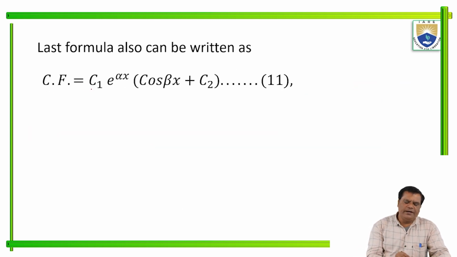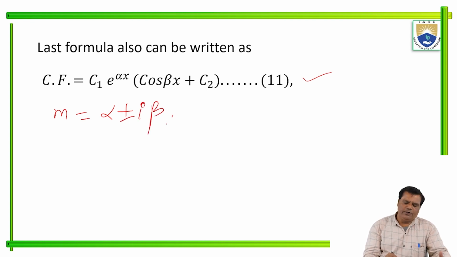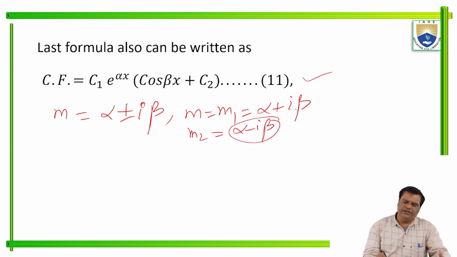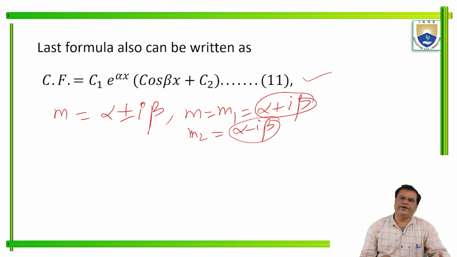The next formula of the complementary function is c1 e to the power alpha x cos beta x plus c2 sin beta x. This is equation 11, and here I want to discuss how we can find this solution. Here m equals alpha plus or minus i beta, so m1 equals alpha plus i beta and m2 equals alpha minus i beta. These are different roots, m1 is not equal to m2.